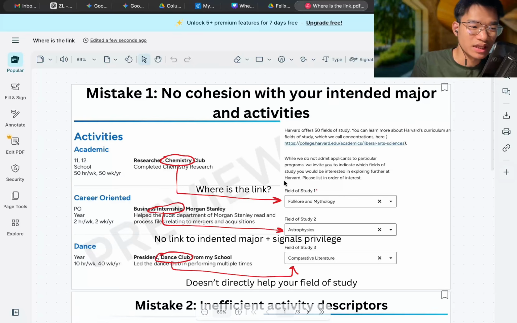Schools like to always say you can list whatever you're interested in, but you need to have a cohesive narrative. You need to have things that align, because having a cohesive narrative creates a good predictive picture of the type of student that you're going to be at the school. And it's also very disingenuous if you decide to put folklore and mythology, and clearly your extracurriculars do not point to that. The next is very common.